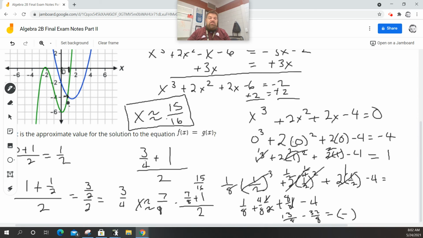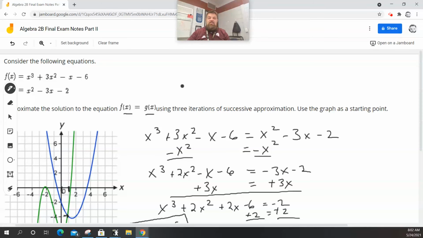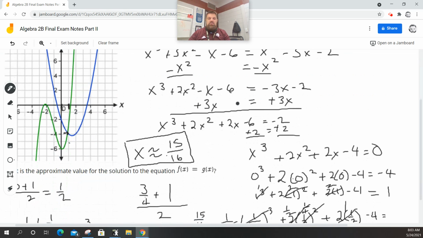The easy way to do this is to graph this and find out exactly where it crosses. And your calculator does the same algorithm of taking the average and approximating, and it just does it quickly. It just cranks through the algorithm, but it doesn't hurt to do it by hand once in a while so you guys get an idea of how your calculator works. So that's the answer, 15 over 16.